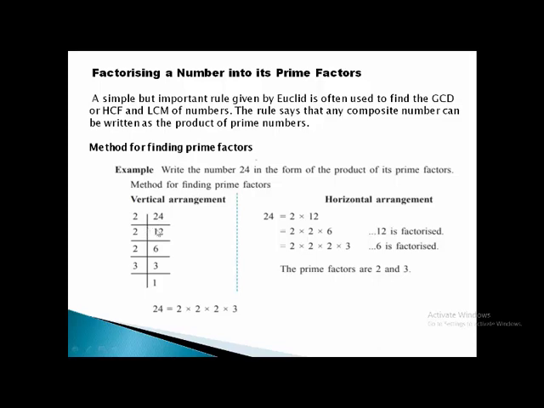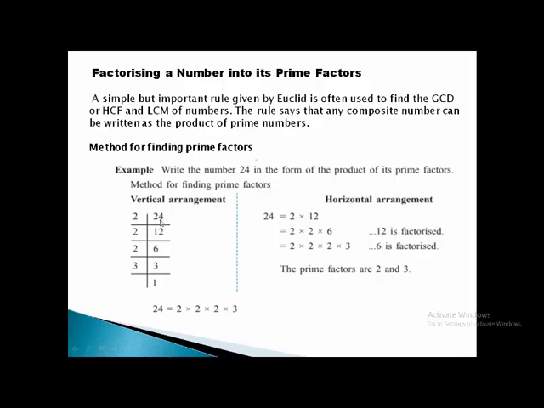Listen, while finding the prime factors, you always have to start with the smallest prime number. If the given number is not divisible by 2, which is the smallest prime number, then you have to go to the next prime number, that is 3. If the number is not divisible by 2 and 3, you go to the next prime number.